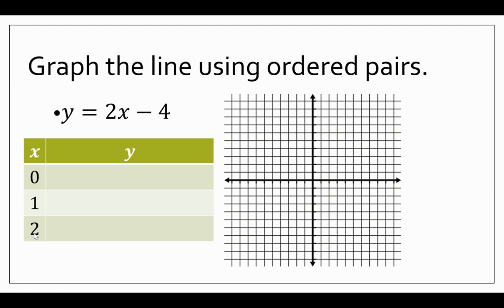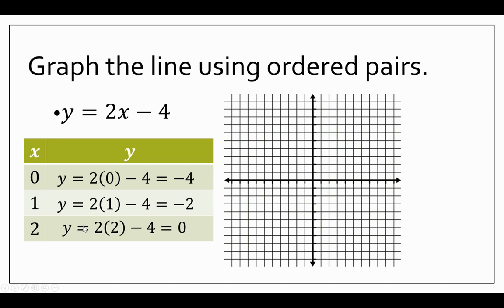And once we plug those numbers in place of the x, this first example here, y equals 2 times 0 minus 4, and that's going to be -4. y equals 2 times 1 minus 4. Well, 2 times 1 is 2, minus 4 is -2. And lastly, y equals 2 times 2 minus 4. Well, 2 times 2 is 4, minus 4 is 0.